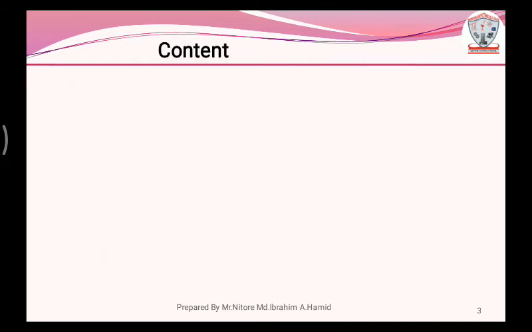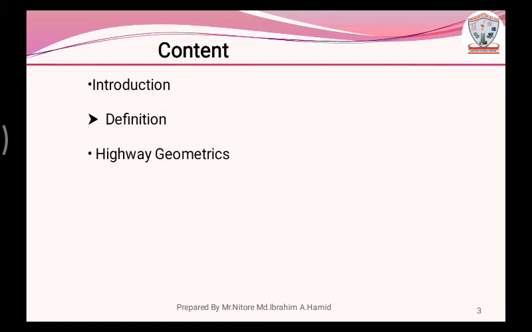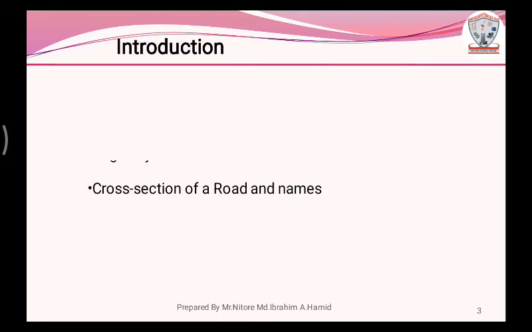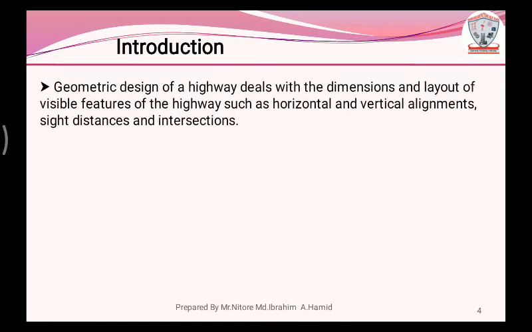Now, in today's session the contents are introduction and definitions, highway geometrics, and cross section of road and names. First of all we see the introduction. In introduction, the geometric design of highway deals with the dimensions and layout of visible features of the highway, such as horizontal and vertical alignment, sight distance and intersection. The cross section of road is a vertical section of the ground and the roadway at right angles to the center line of roadway.